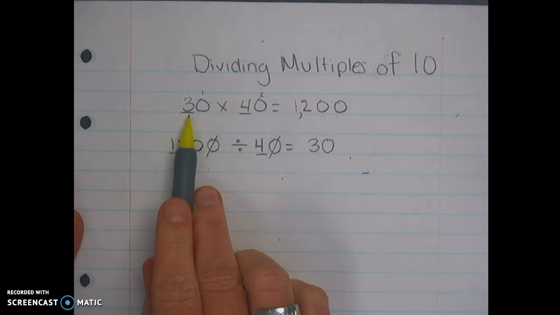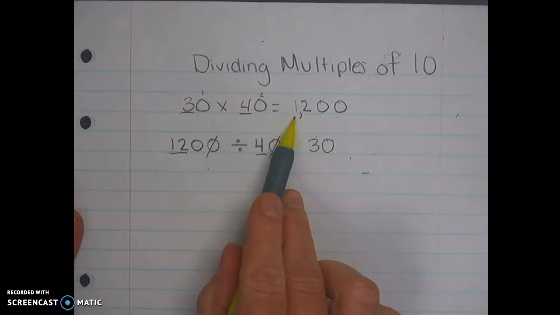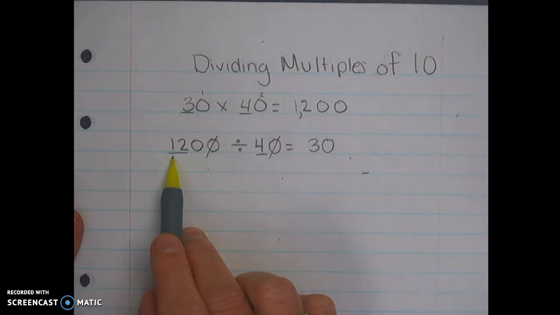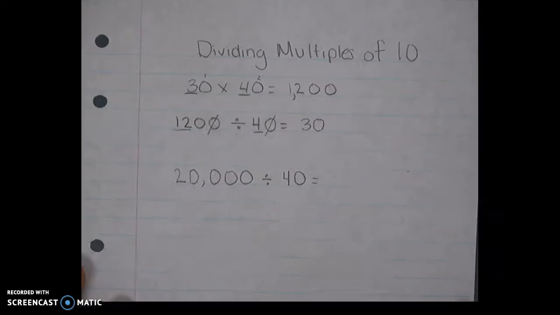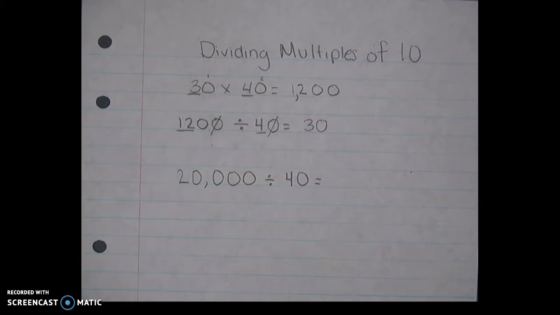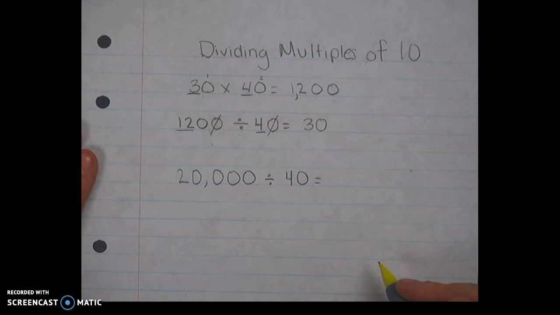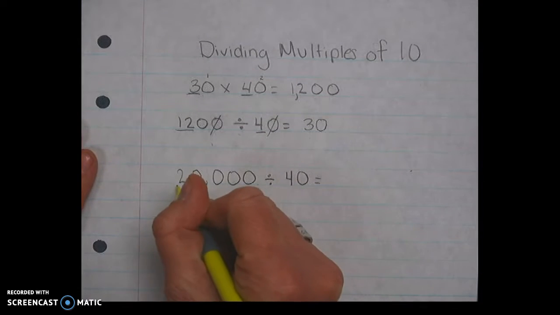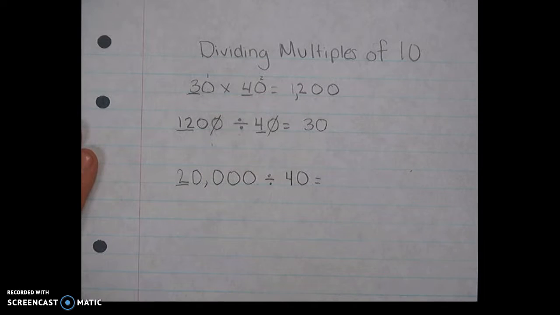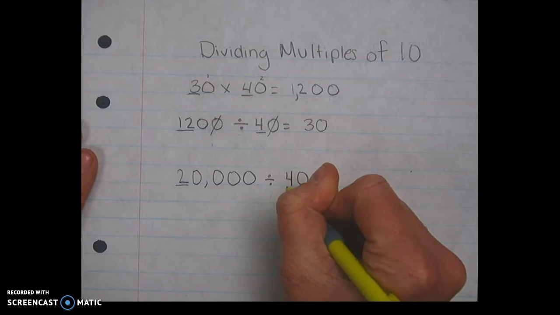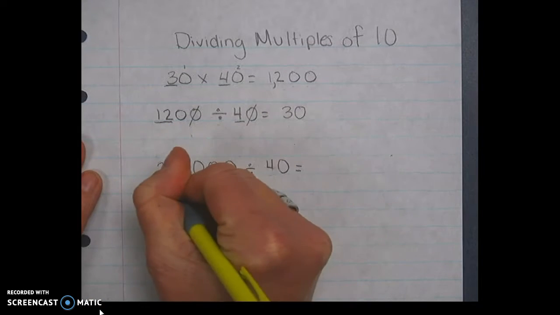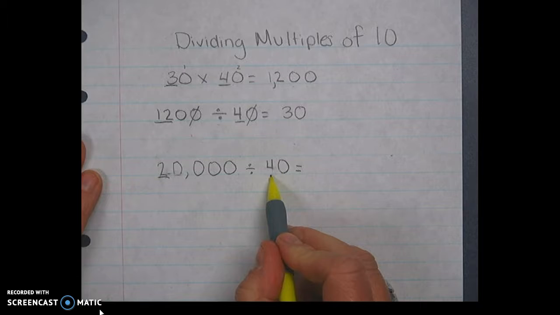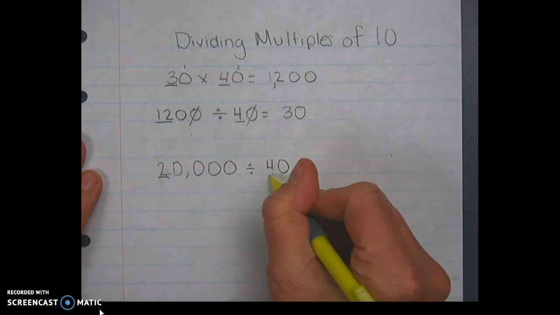So as you can see, 30 times 40 is 1,200, and 1,200 divided by 40 equals 30. Let's look at another example. In this example, we have 20,000 divided by 40. I'm going to underline the digit that is not a 0 in both numbers. And I'm going to ask myself, can 4 go into 2 evenly?